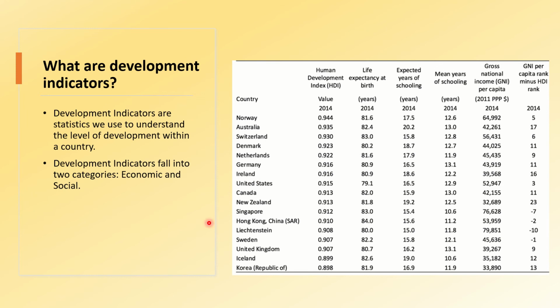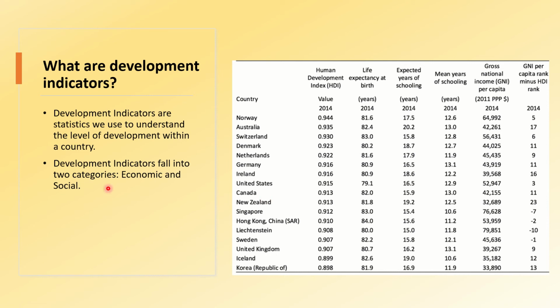Basically, as you can see in the table, it's a statistic that we use to determine the level of development that a country is at. In the table you can see various examples, and you can use these scores to compare the relative levels of development of different countries. For example, Norway has a higher life expectancy than the UK.